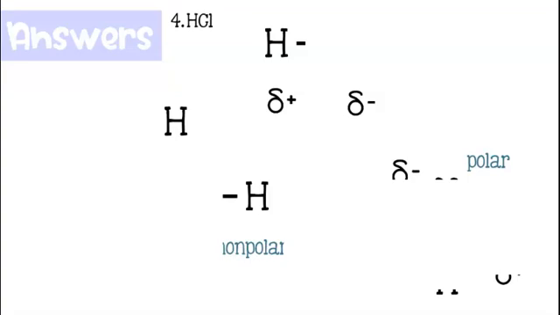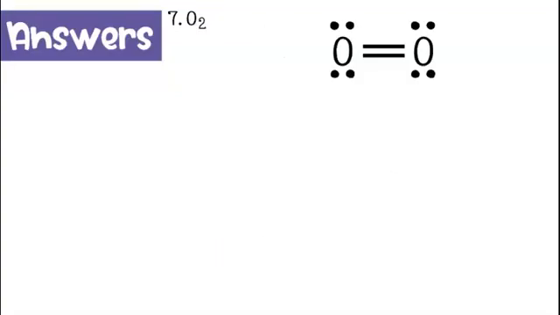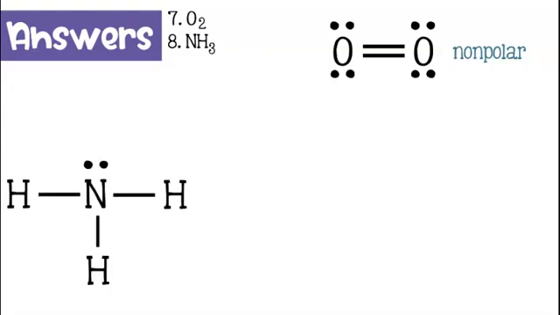Number 7 is an oxygen molecule, which looks like this. Remember to make sure you double bond the oxygen so that each of them have a full valence shell. And once you do that, your molecule is symmetric in both the horizontal and vertical planes, meaning you have a nonpolar molecule.